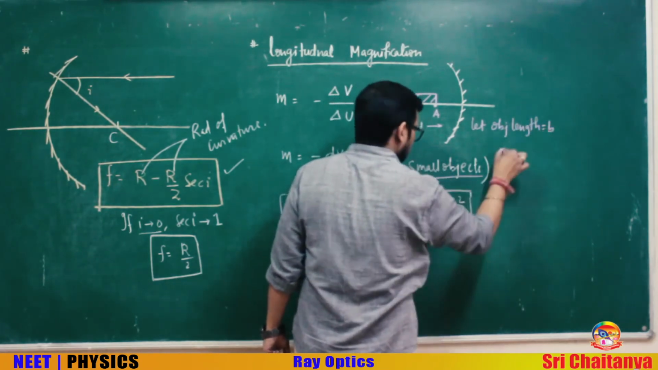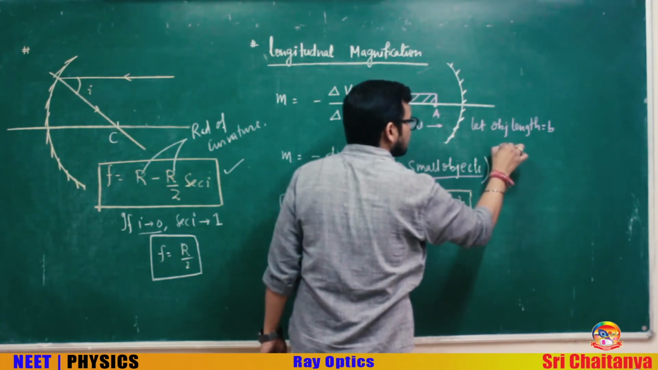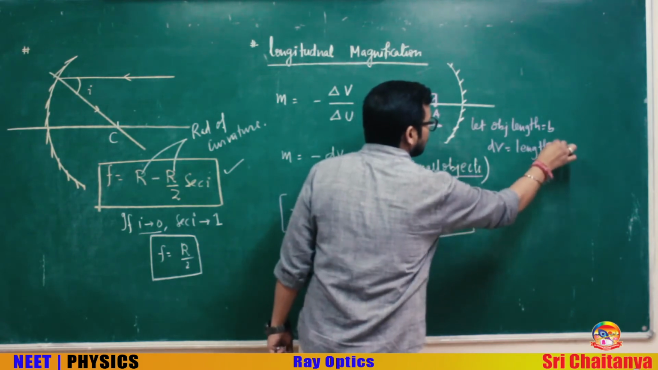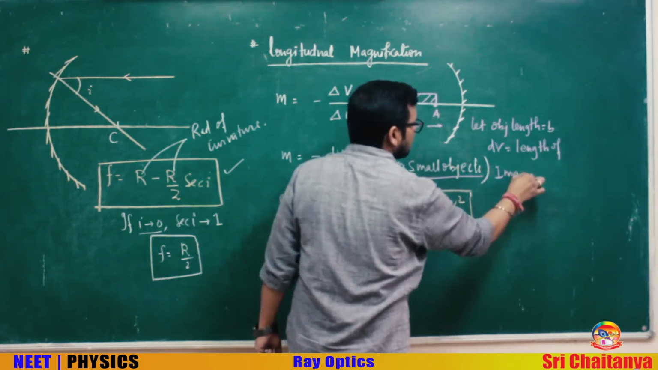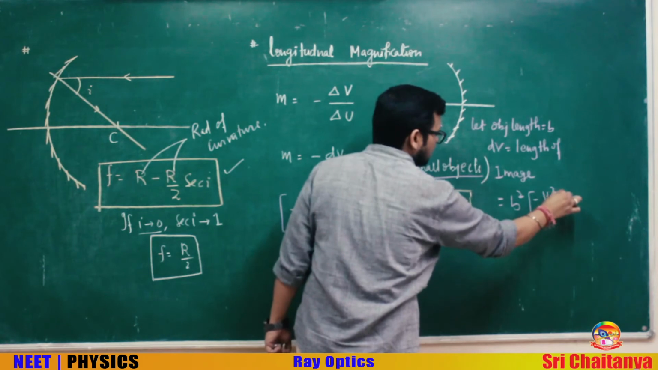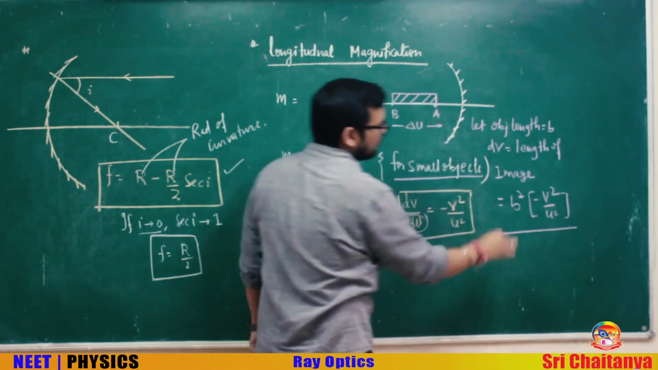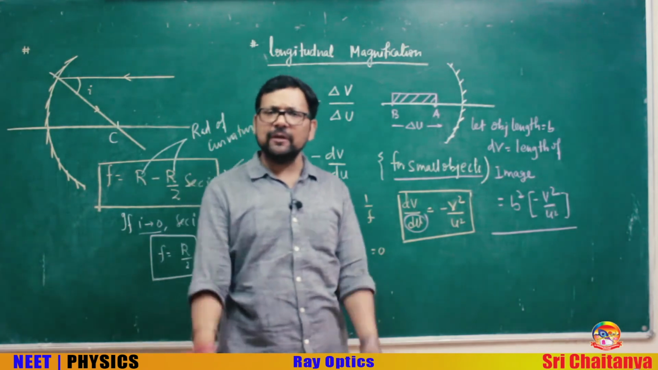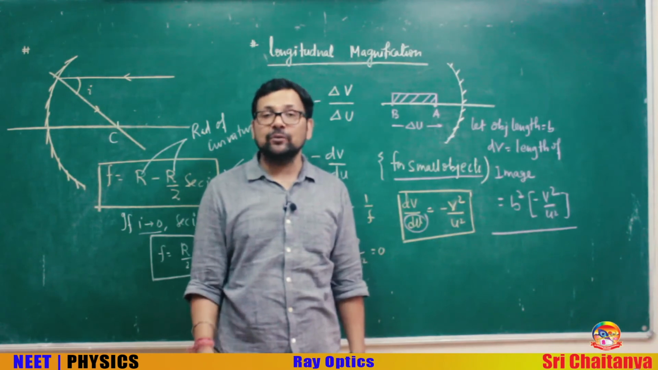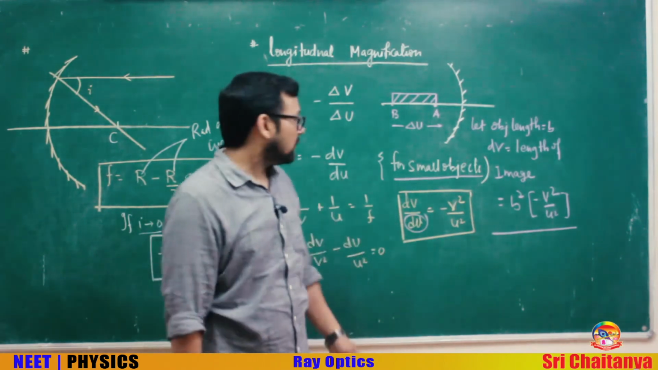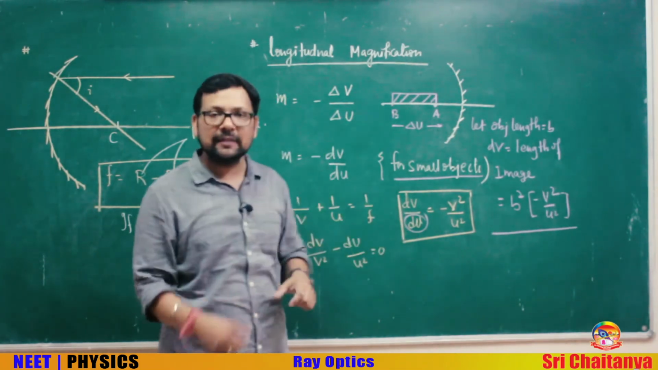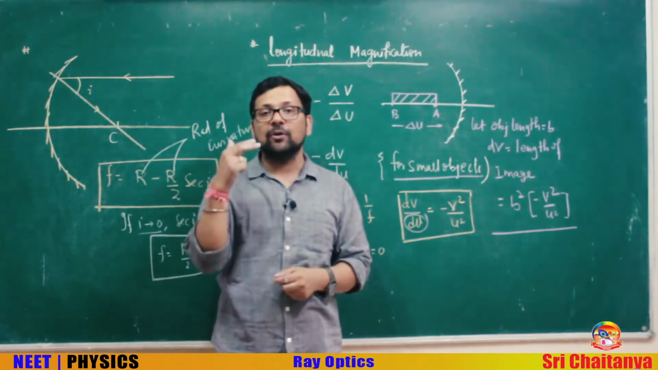be b. Then the length of image, that is dV, let me write this for you, the length of image is equal to b times V square by U square. This will be the formula. So the question might ask you to calculate magnification, or they might ask you to calculate the length of image or length of the object. Do remember, this you can use only for a differentially small object, and this for a significant size object, and the ratio is called longitudinal magnification.